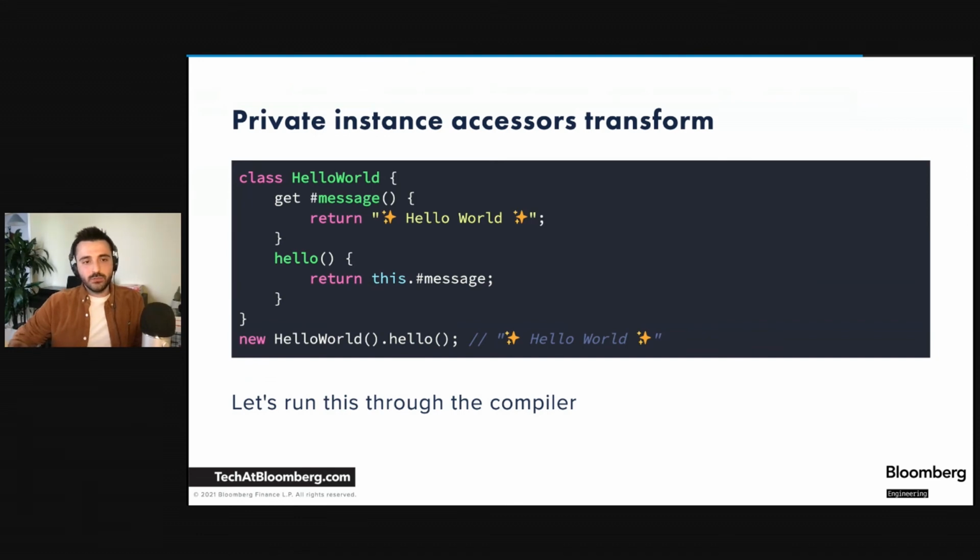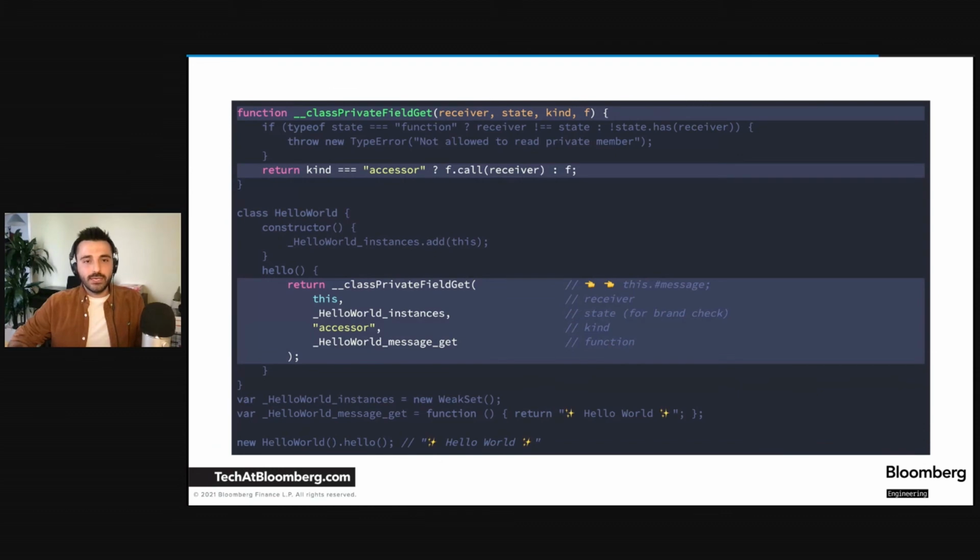This time our private member is a getter, and we call this private getter from the public hello function. We run this through the compiler, and we get this output. So let's focus on the highlighted bits that are different to the private methods.